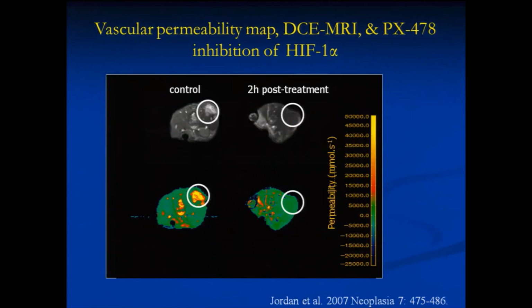Here's another study by Benedict Jordan who looked at xenografts in mice, and you can see that the control tumor had very high vascular permeability, whereas following treatment with PX478, which inhibits HIF1 alpha, this vascular permeability was greatly decreased.